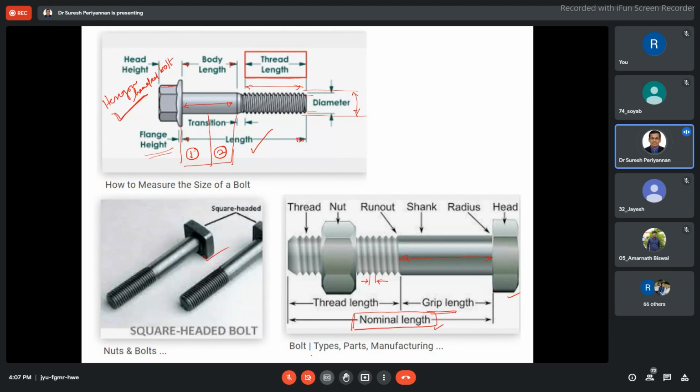Okay, that's what. Manufacturing is simple, as compared to a welded joint, especially. Okay, the cost of the joint is less as compared to a welded joint.